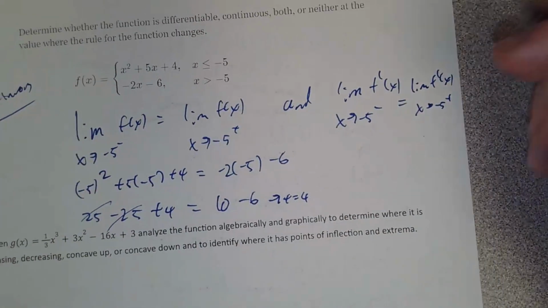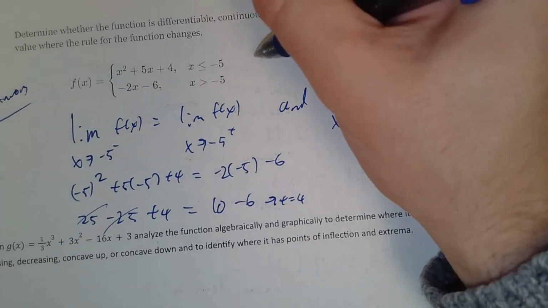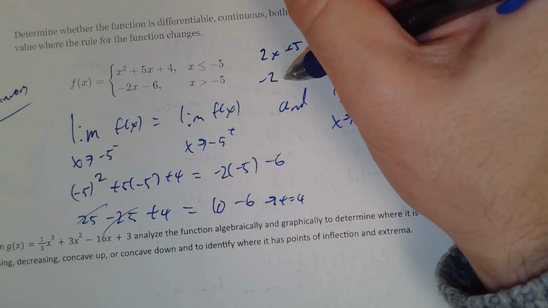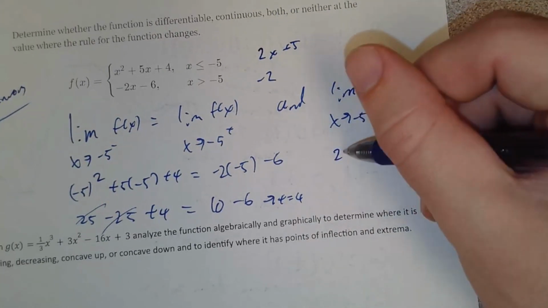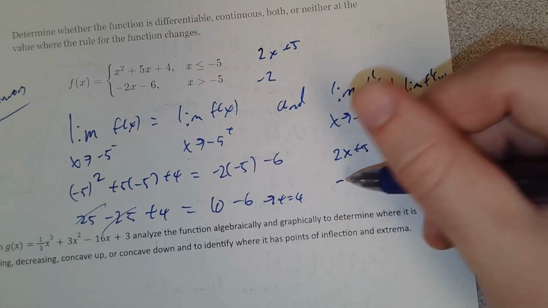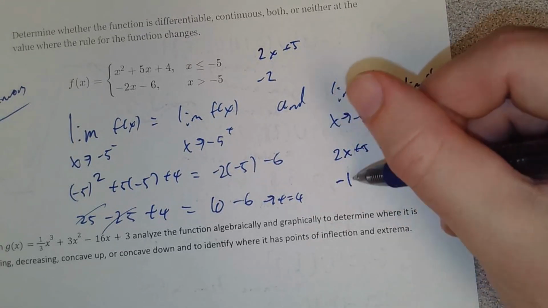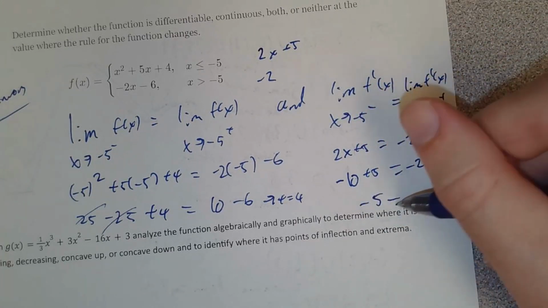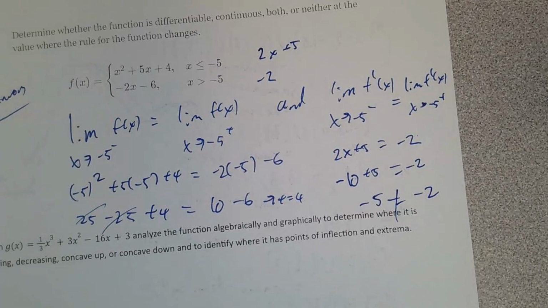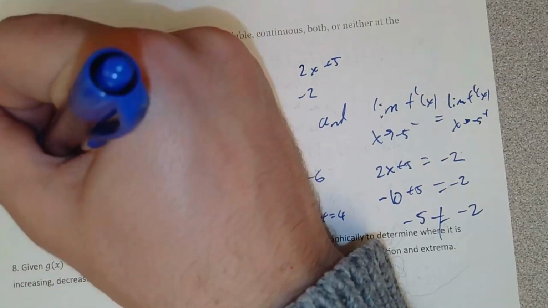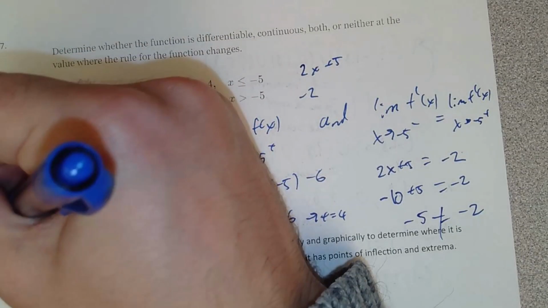Then for differentiable, these need to match, so we're going to take the derivative of both of them. That's 2x plus 5 and -2. So we're going to set those equal to each other. 2x plus 5 equals -2. Plug in the -5. We're going to get -10 plus 5 equals -2. So it's -5 equals -2. These are not equal. So this means that it's continuous, but not differentiable.